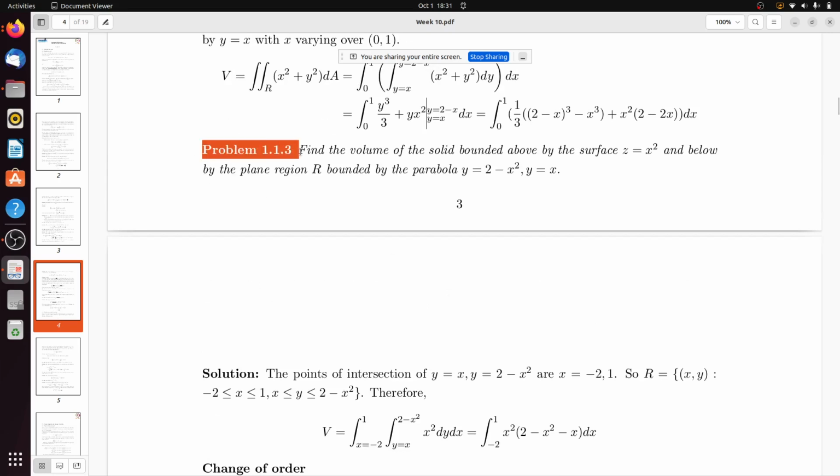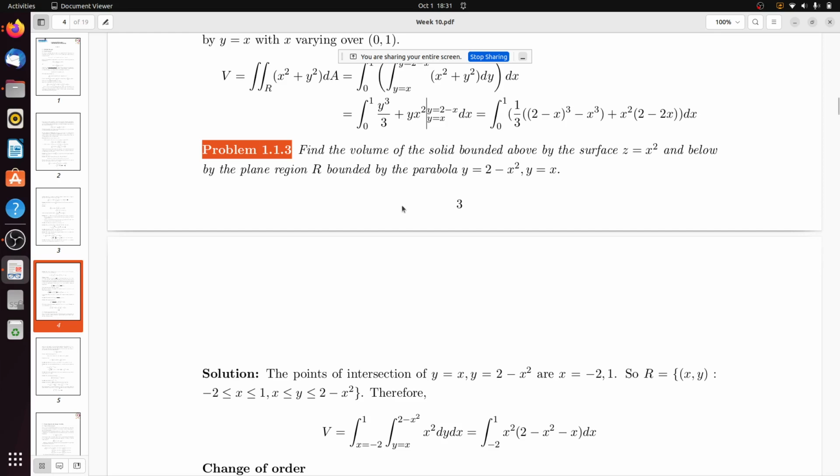Next problem is also an interesting one. We have to find the volume of the solid bounded above by the surface z equal to x square and below by the plane region R bounded by the parabola y equal to 2 minus x square and y equal to x. So that is nothing new here. You have to just integrate this x square, and first determine at which points 2 minus x square and x intersect. They intersect at x equal to 1 and at x equal to minus 2.